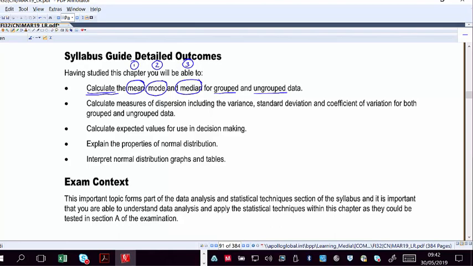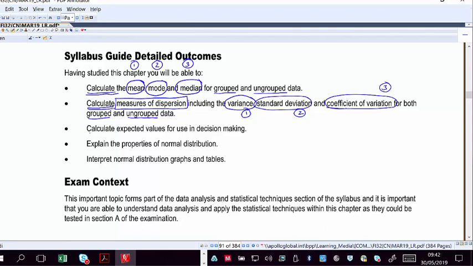We then need to be able to move on and do some other calculations. So we need to be able to calculate measures of dispersion, which again we'll explain as we start to work through the syllabus. And it specifically mentions that we need to be able to calculate something called the variance, secondly the standard deviation, and thirdly the coefficient of variation. And again we need to be able to do that for both grouped and ungrouped data.